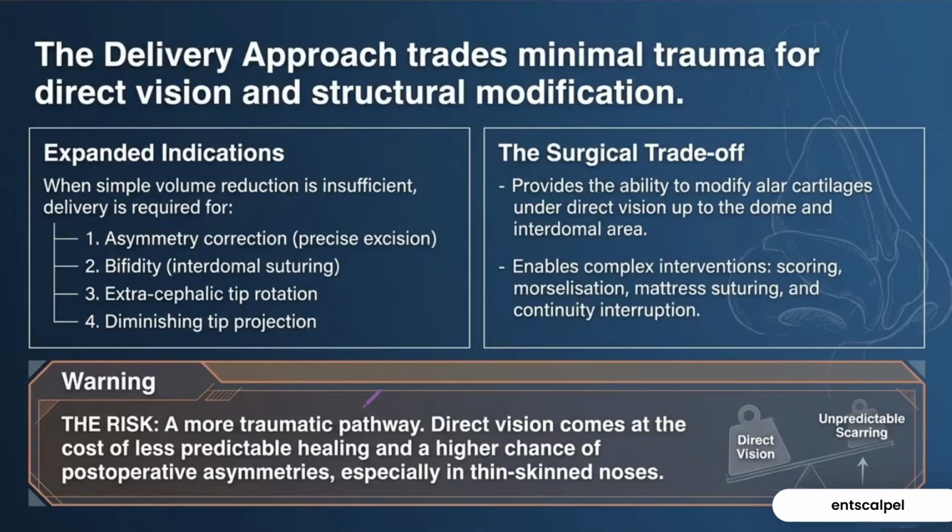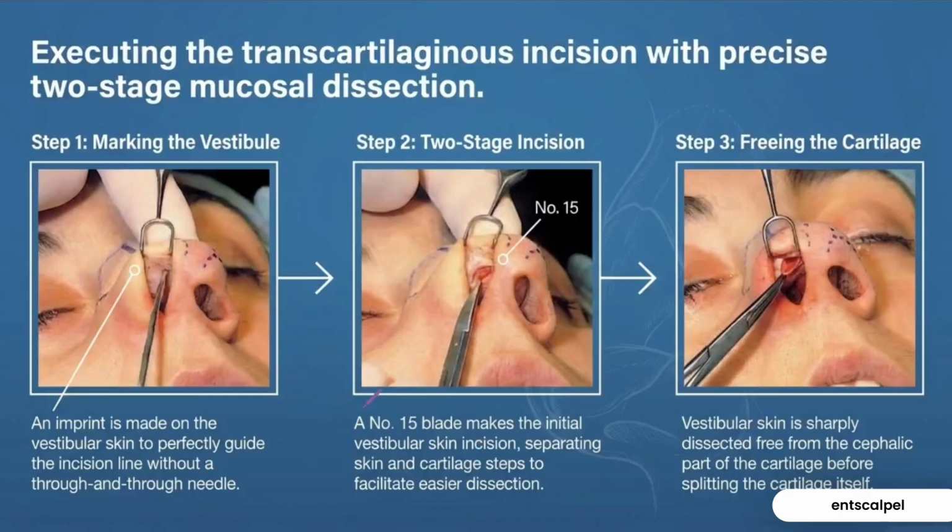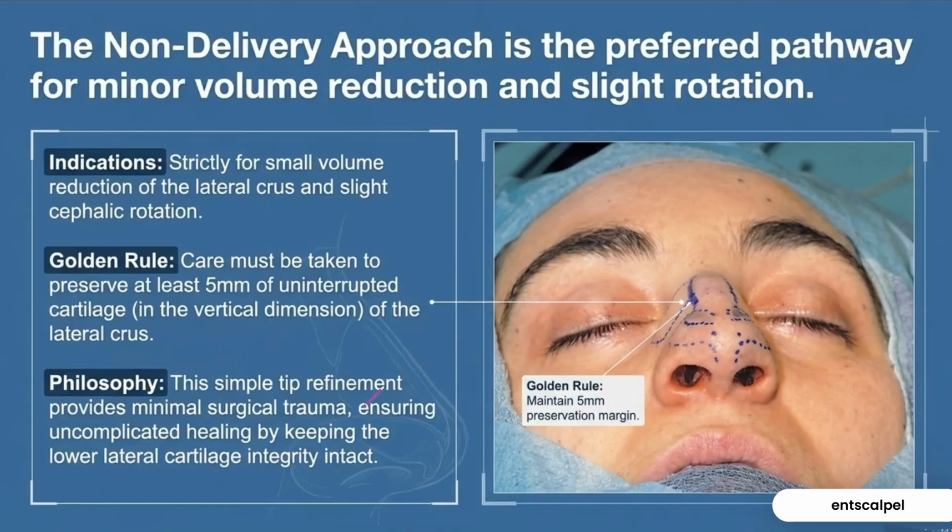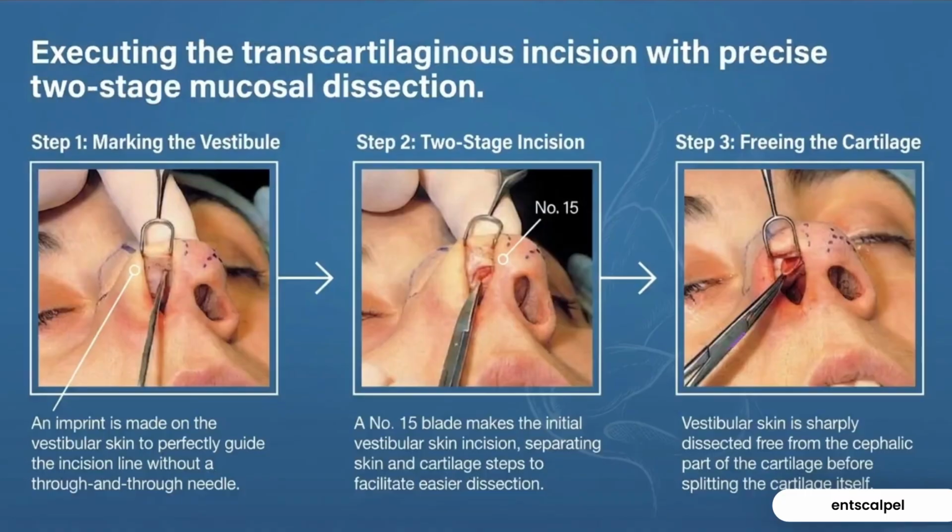Right. If we connect this to the bigger picture, the non-delivery approach remains the gold standard for straightforward cases, for one simple reason. It leaves the overall continuous arch of the lower lateral cartilage completely intact. Because by working entirely through a tiny internal slit, the connective tissue network is barely disturbed. Exactly. The body generates far less unpredictable scar tissue, ensuring a really uncomplicated healing process.